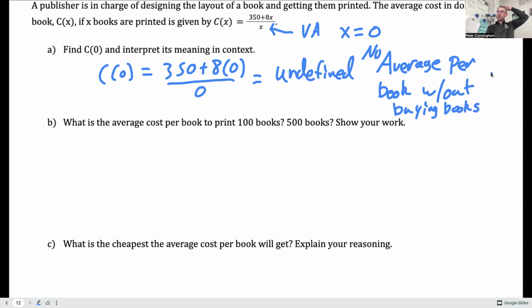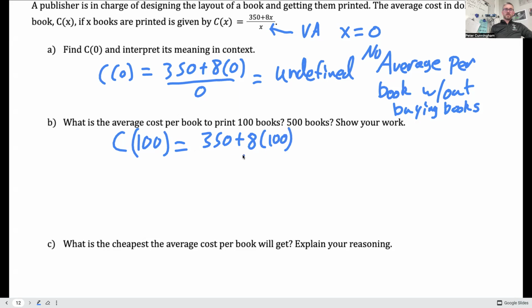Kind of like how we talked about, you're not going to travel 7 miles if time never goes by, right? Similar to that. Now, as the amount of books you sell goes up, right? What's the average cost of books if you bought 100 books? If you did all that, you would get an average of $11.50 per book.